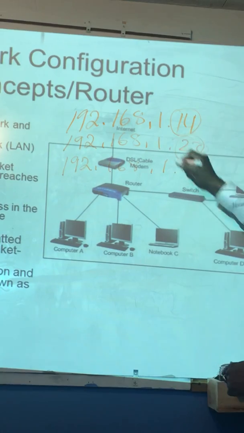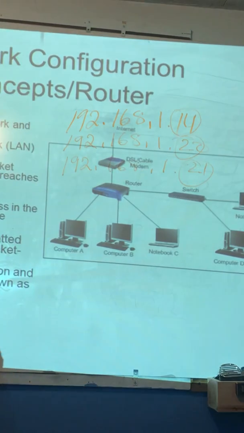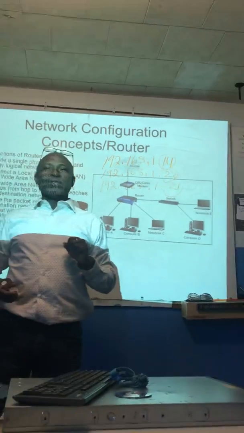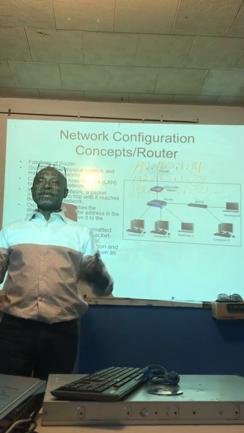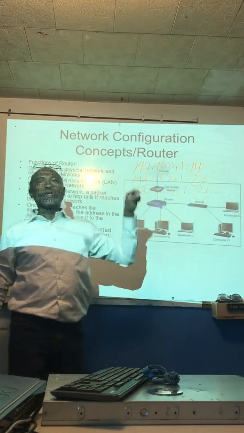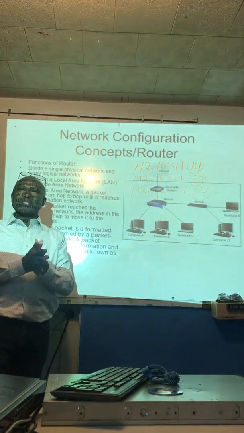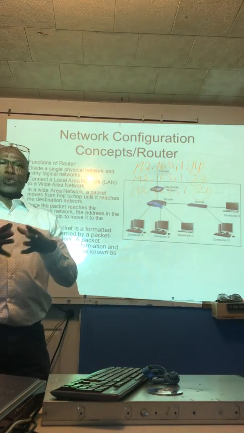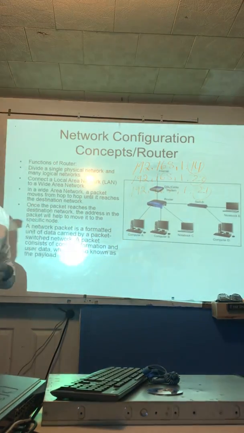14, 20, 21. So this is the part that represents the host ID. This is the host ID that makes the IP address unique. But if you look at that, all of them have 192.168.1. This is the part that represents the network ID. So the IP address is composed of two components, the network ID and the host ID.